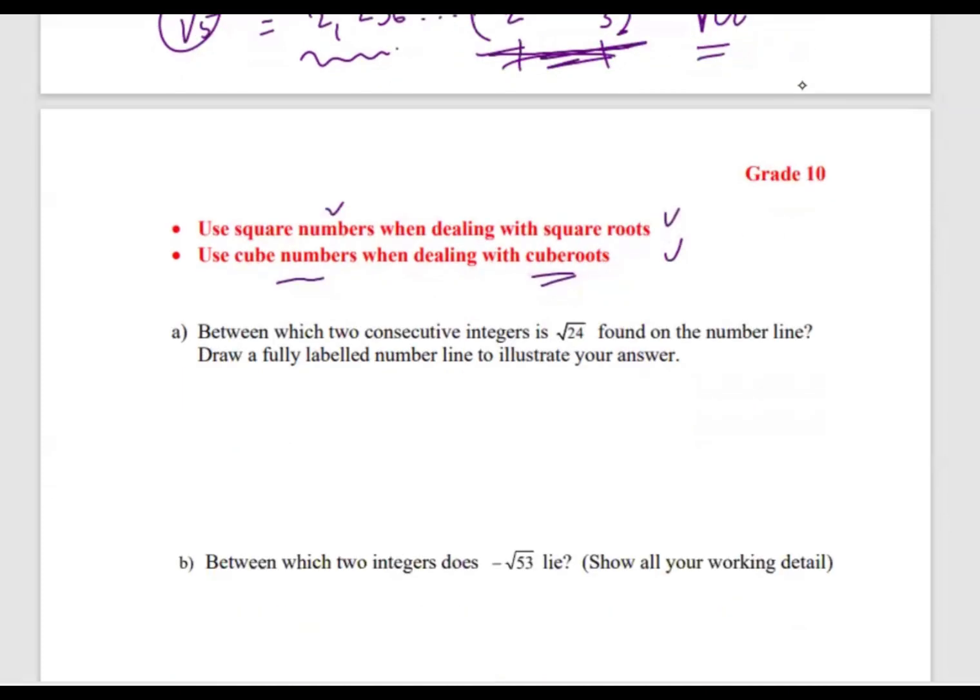We have this example: between which two consecutive, simply means one after the other, integers is the square root of 24 found on a number line? Then draw a fully labeled number line to illustrate that. So we have root 24. All right. We have root 24.